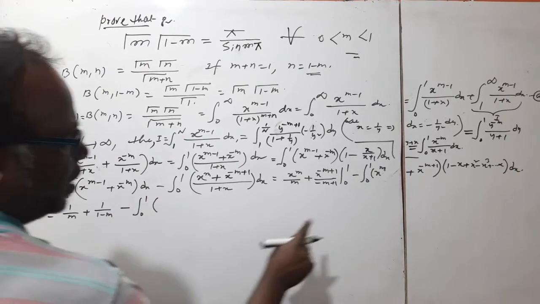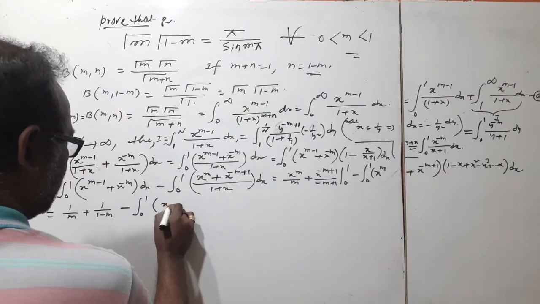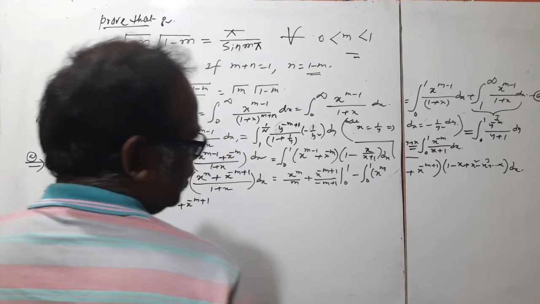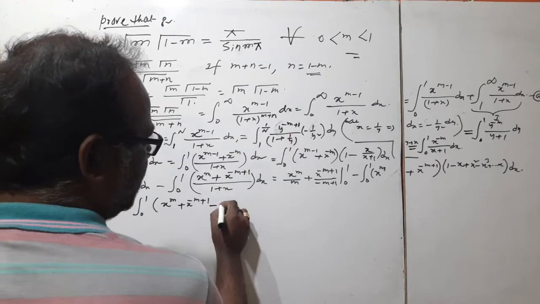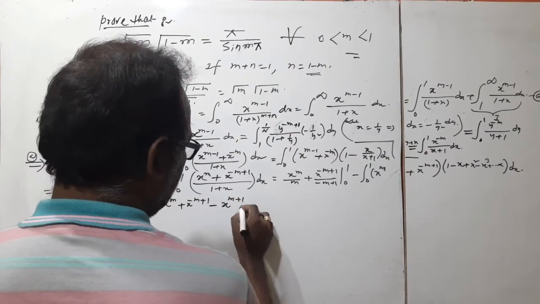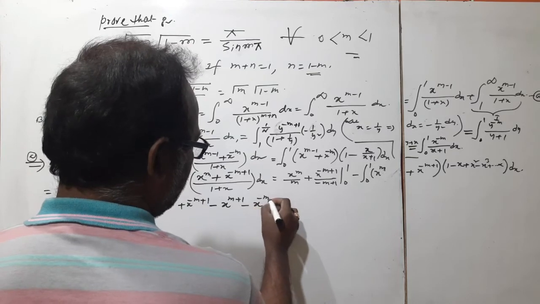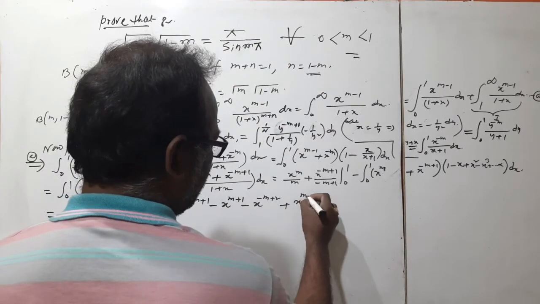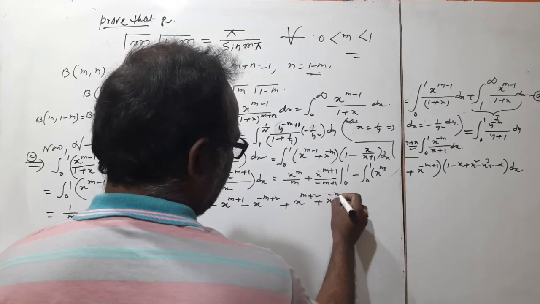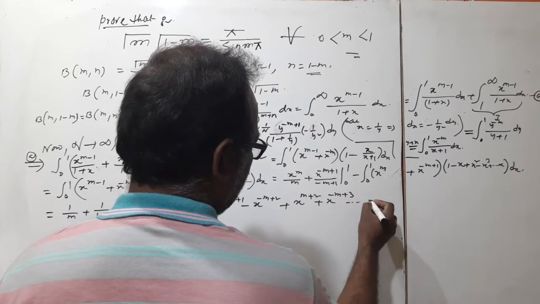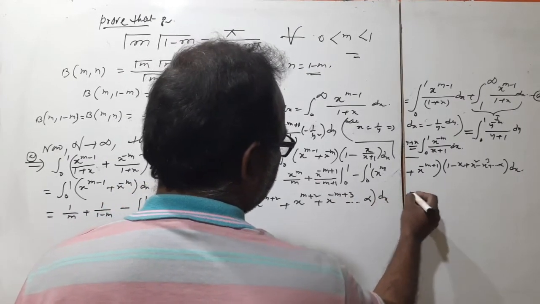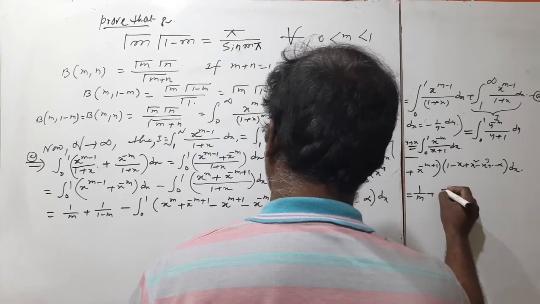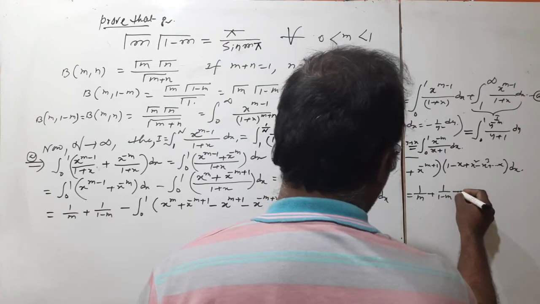0 to 1. If we multiply by 1, we get x to the power m plus x to the power minus m plus 1. If we multiply by x, this is minus x to the power m plus 1 minus x to the power minus m plus 2. Again, if we multiply by x square, x to the power m plus 2 plus x to the power minus m plus 3, dot to infinity, dx. And this is equal to 1 over m plus 1 over 1 minus m.